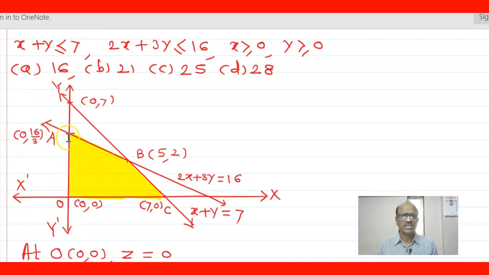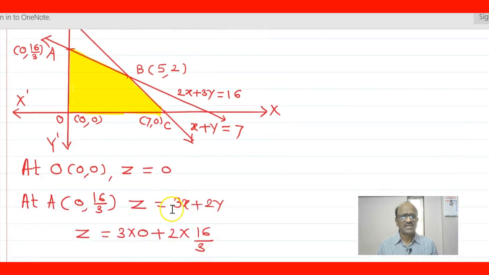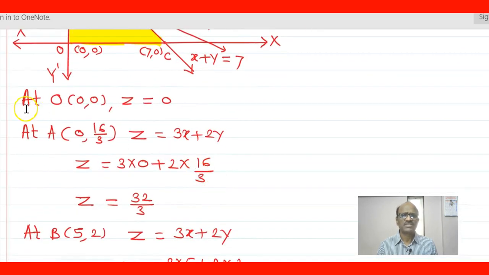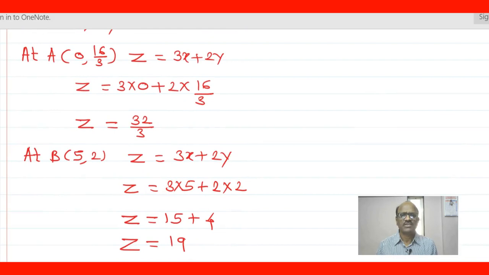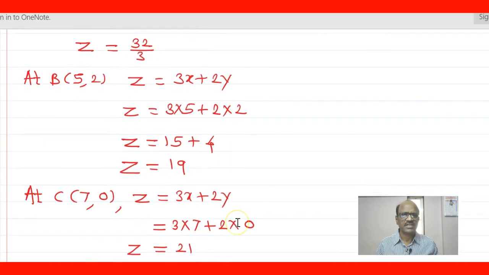Check the points: (0, 0), A, B, and C. For (0, 0), z is 0. For point A, (0, 16 upon 3), z equals 3x plus 2y, then you get z equals 32 upon 3. At point B (5, 2), z equals 3x plus 2y. Substitute x equals 5 and y equals 2, then 15 plus 4, that is 19.